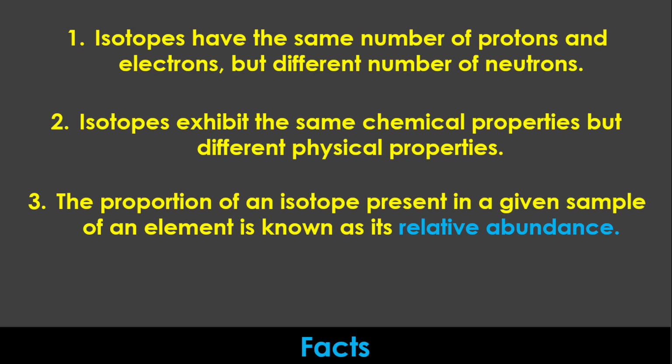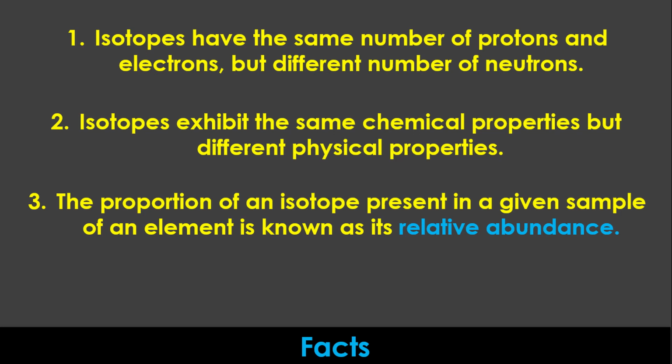3. The proportion of an isotope present in a given sample of an element is known as its relative abundance. Relative abundance can be expressed as percentage, ratio, or decimal. When expressed as a percentage, the sum of the relative abundances of the isotopes is 100%, and when expressed as a ratio, the total relative abundances add up to 1.